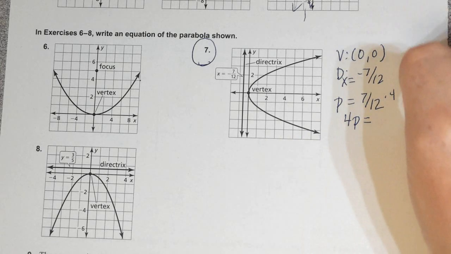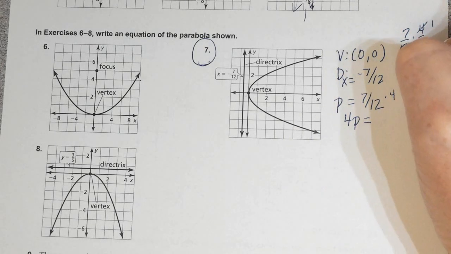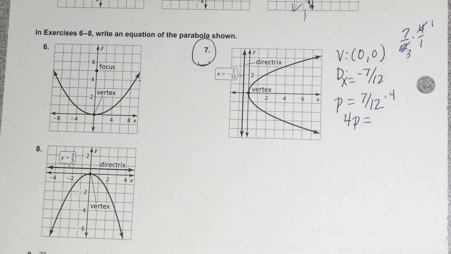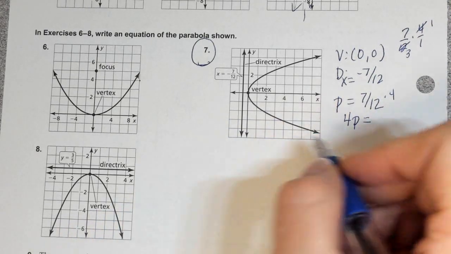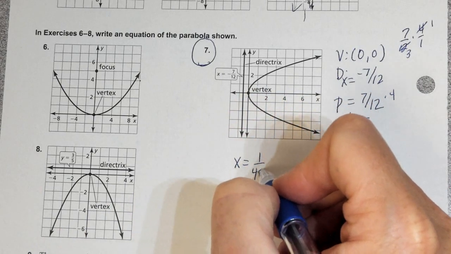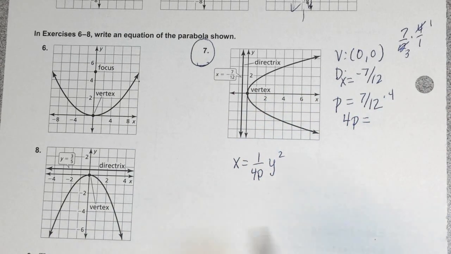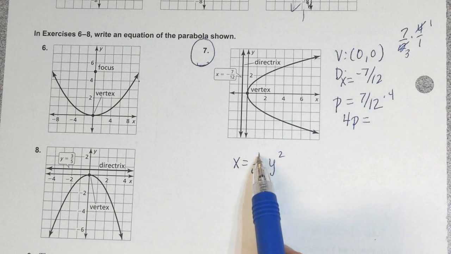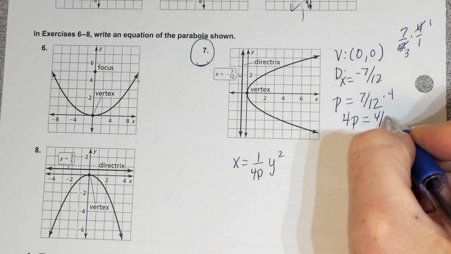Okay, guys, here's how you can do it. It's going to be 7 over 12 times 4 over 1. That divided by 4 and that divided by 4. So it's 7/3. Why is it 4 instead of 1/4? Because I am trying to write my equation. So when I'm writing my equation, the equation is going to have to go x equals 1 over 4p times some y squared, something like that. So I have to know what is 4p before I can do 1 over 4p. Okay? So I know 4p then is 7/3.